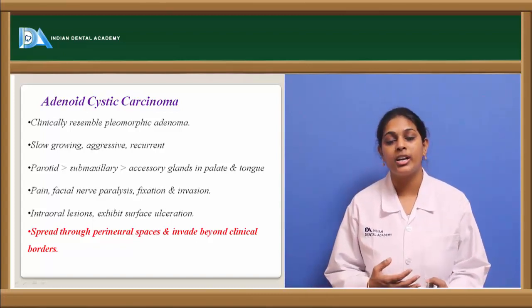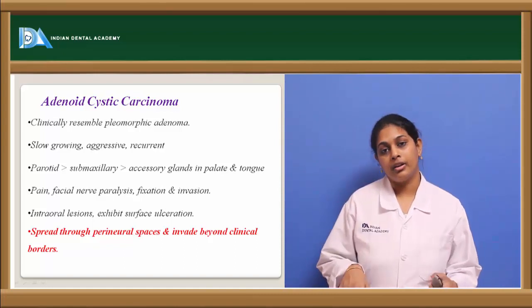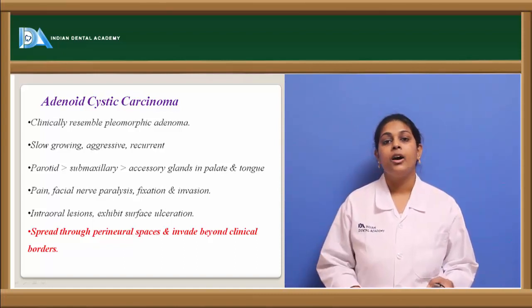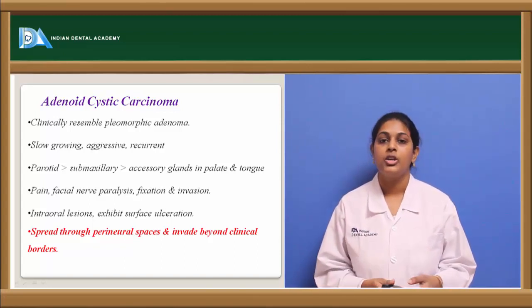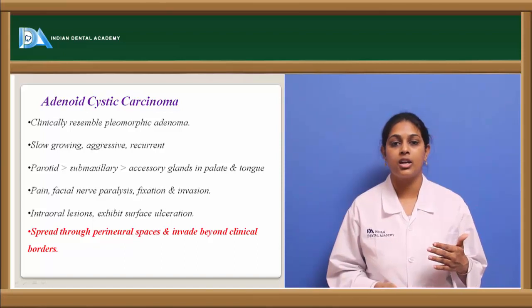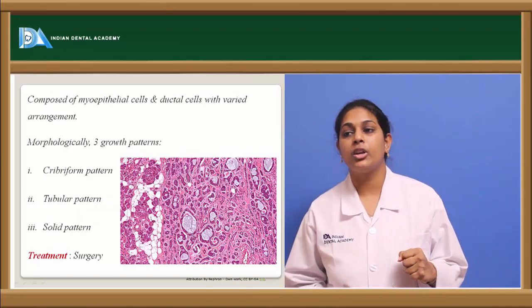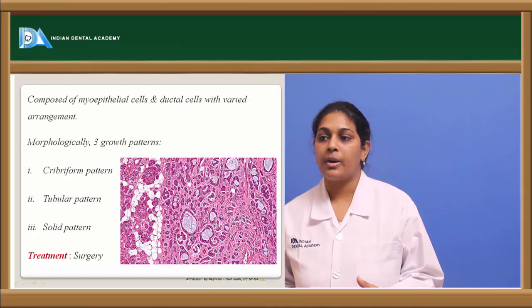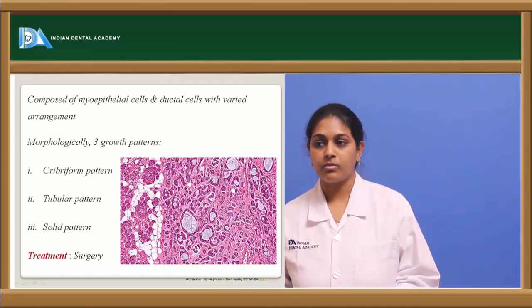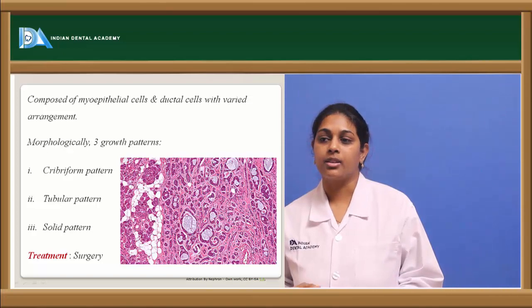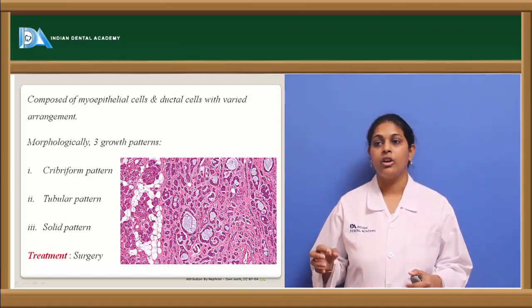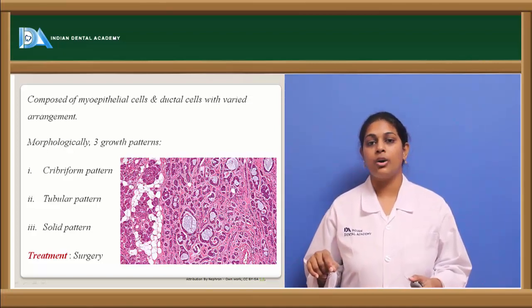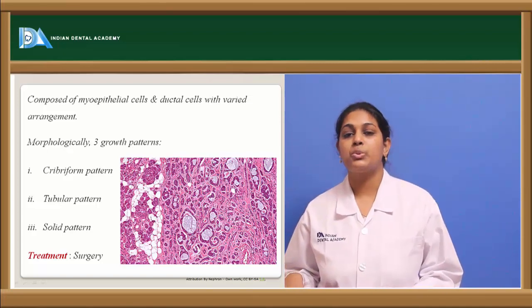and it usually invades or progresses deeper beyond the clinical borders of the already involved structures. So this is one of the characteristic features of adenoid cystic carcinoma. So this is a histopathological picture showing the presence of neoplastic cells, which are composed of epithelial cells, myoepithelial cells, which appear as spindle-shaped cells derived from a smooth muscle origin, as well as ductal cells.